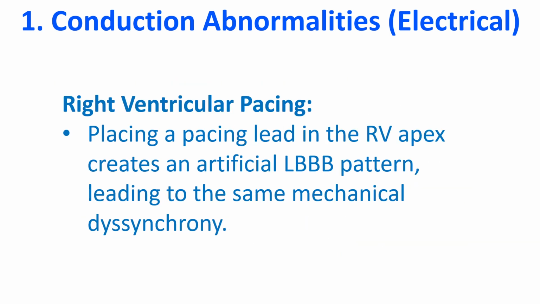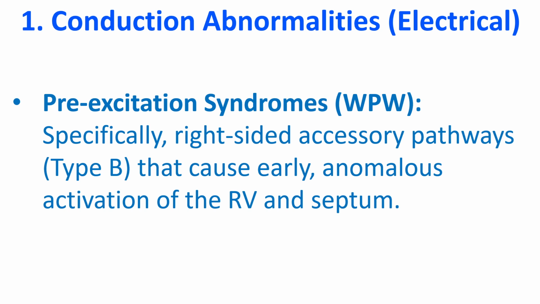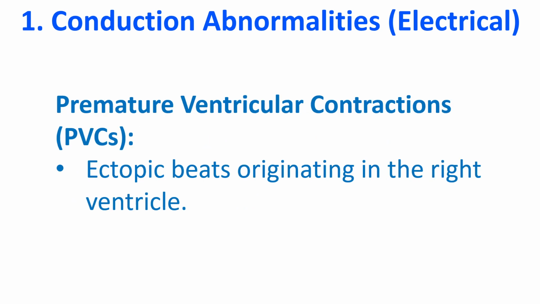Right ventricular pacing. Placing a pacing lead in the RV apex creates an artificial LBBB pattern leading to the same mechanical dyssynchrony. Pre-excitation syndromes, WPW, specifically right-sided accessory pathways, type B, that cause early anomalous activation of the RV and septum. Premature ventricular contractions, ectopic beats originating in the right ventricle.